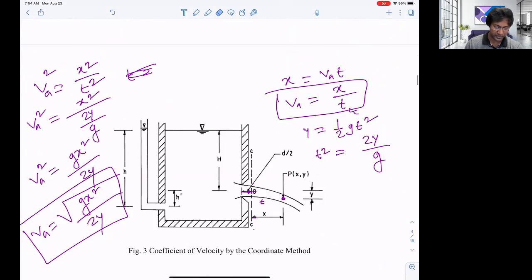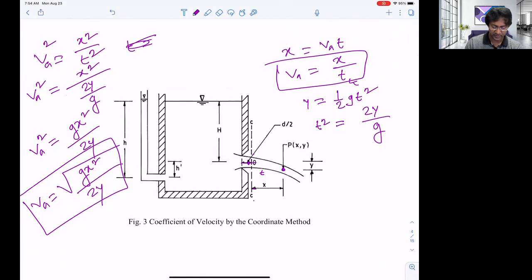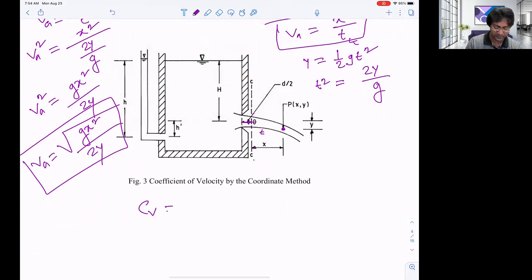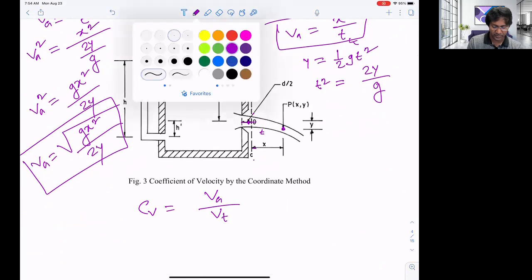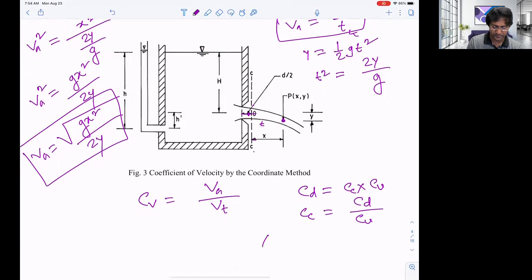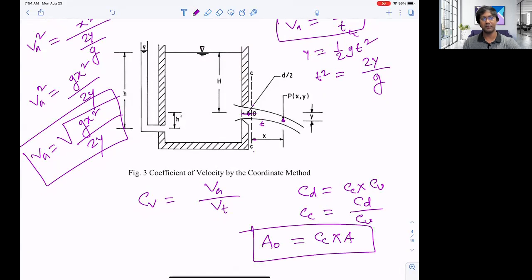Once we have that VA and VT, then we can calculate the coefficient of velocity CV by using VA divided by VT. Once we have that CV, then we know the relationship CD is equal to CC into CV, and we can calculate CC using CD divided by CV. And once we have CC, we can calculate the area at the vena contracta, CC into A. This is basically back calculation.